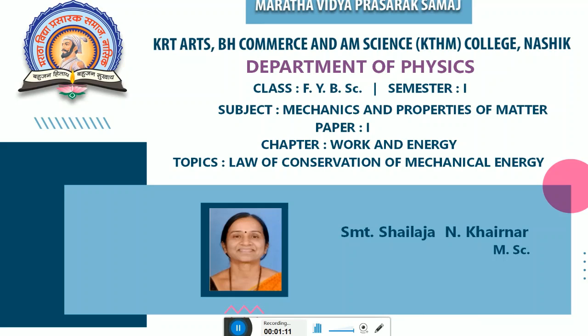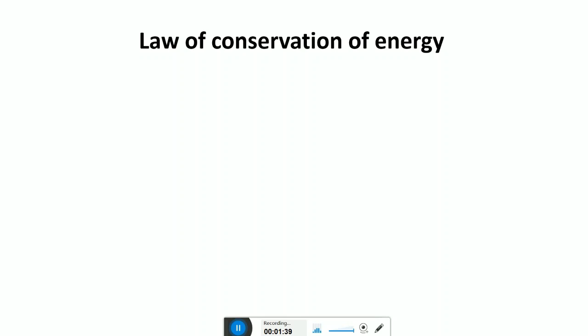The energy possessed by a body by virtue of its position or configuration is called potential energy. There are different forms of potential energy such as gravitational potential energy, elastic potential energy, chemical potential energy, and electrostatic potential energy. So let us study the law of conservation of energy.